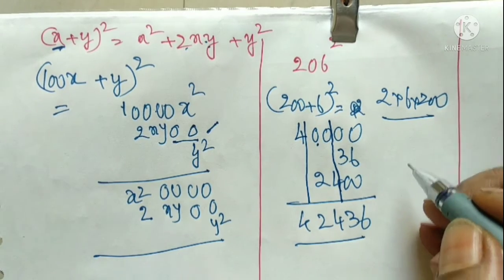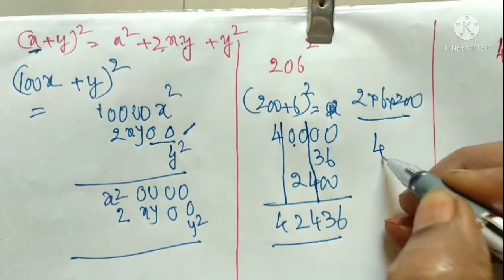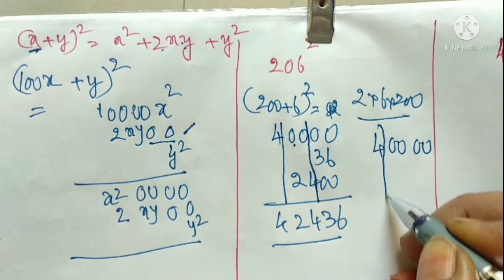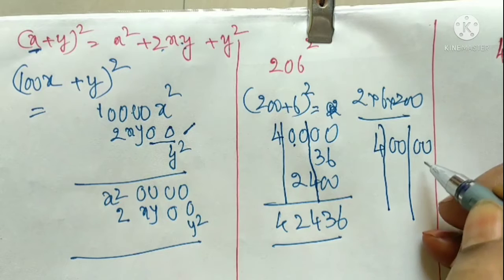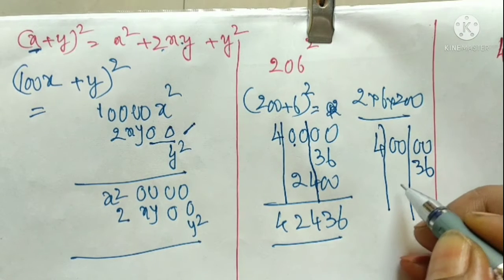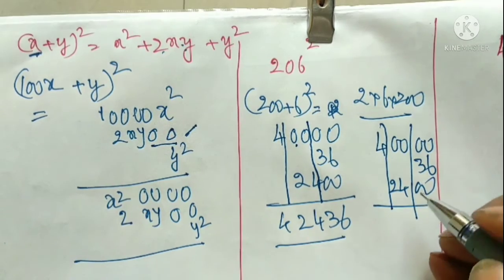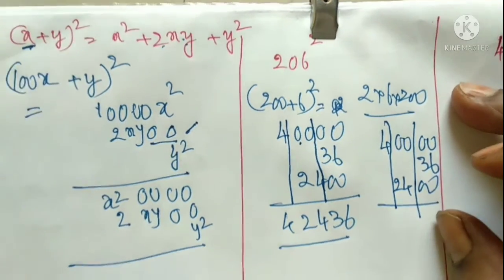Now I am drawing a line between these two. I am rewriting here 40000, then 36 here, and 2400 here. Okay, so that we can understand this properly.